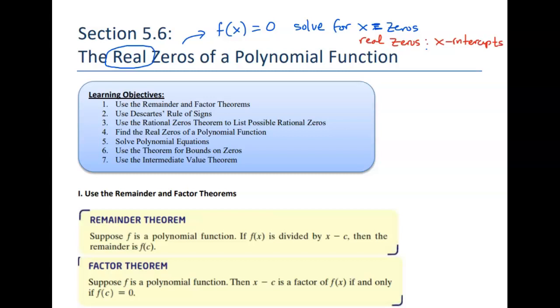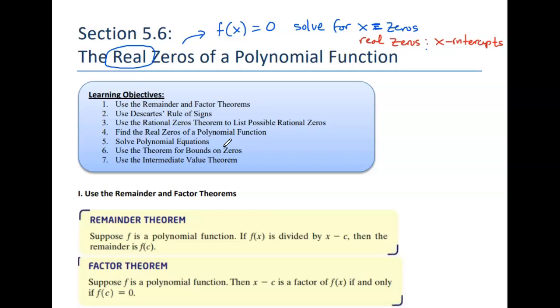In the next section we're also going to talk about complex zeros. So you could have imaginary solutions, and those are significant also. It ties together things for polynomial functions nicely in a neat bow. So we're going to learn a bunch of theorems that will help us figure out the real zeros.